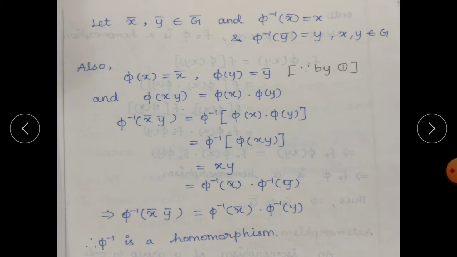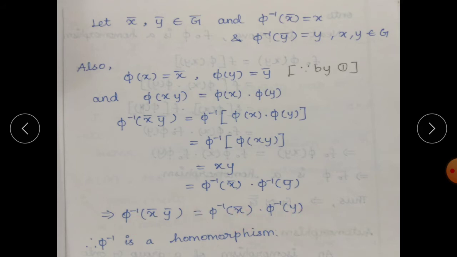So phi inverse and phi will be cancelled. Phi inverse of phi of xy: phi inverse of phi will be cancelled. So xy is remaining. So phi inverse of x bar times phi inverse of y bar, because by our assumption x is equal to phi inverse of x bar, y is equal to phi inverse of y bar. So we have to substitute like this. So left hand side is equal to right hand side.